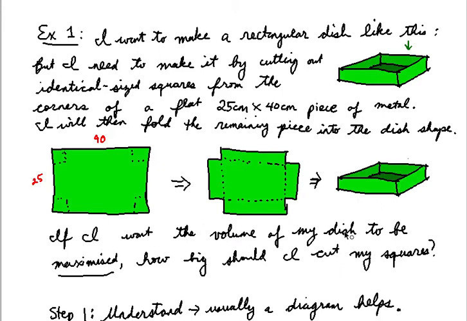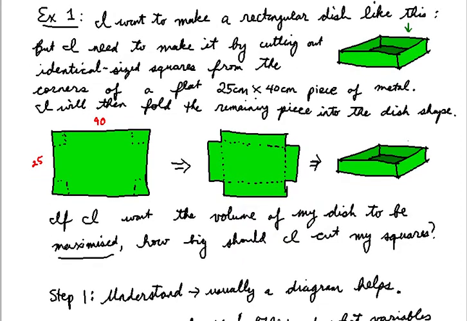If I want the volume of this dish to be maximized, I want the biggest possible volume in this dish. How big do I need to cut my squares? So how big does each of these squares have to be in order to get a dish or a box that looks like this, where the volume is maximized? This is where we can use differential calculus.